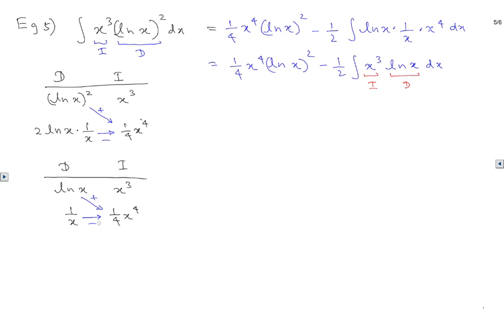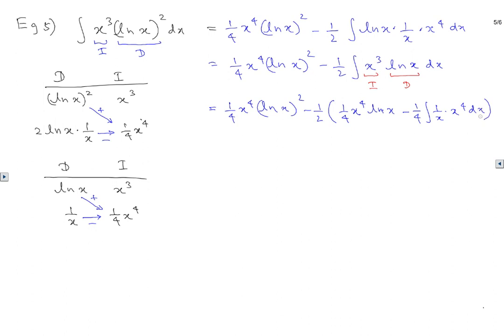So that means your next step is going to be, so I'm going to write them here. So it is 1/4 x^4 (ln x)^2 minus 1/2. So let's try the formula, what you get here. So you're going to multiply the 2, so that means 1/4 x^4 ln x, and then the minus sign, you have a 1/4, and then the integral of the product, so it is (1/x)(x^4/4) dx.